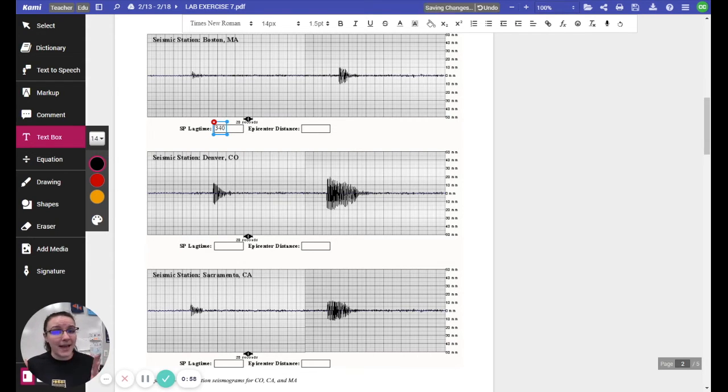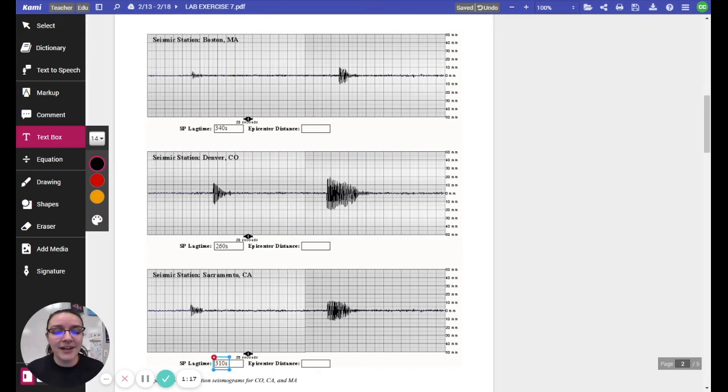That's how much time passed in between the S and P waves. So I'm going to go ahead and mark that as 340 seconds. I'll do this for all 3 so that we can then move on to finding the distance. So looking at these graphs, I found that it was about 260 seconds between the P waves and the S waves showing up in Denver, and about 310 seconds between the P waves and the S waves in Sacramento. Now I need to go and look at that graph to see how these times relate to distances.